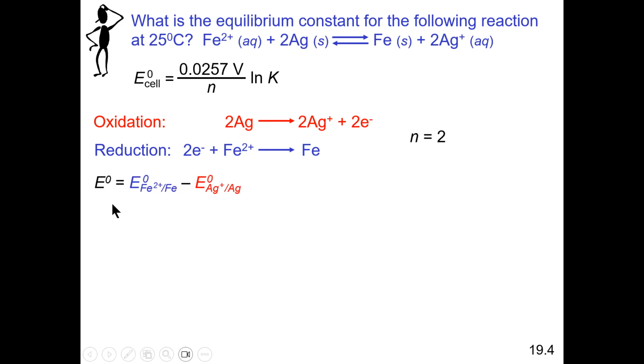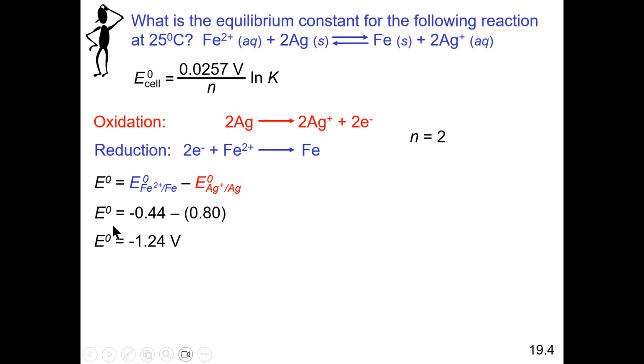So basically, the standard EMF would be the EMF of the reduction half of the cell minus the EMF of the oxidation half of the cell. And we put the numbers in. And of course, after consulting the tables, as I said before, and when we do that, we get the standard EMF being equal to 1.24 volts. So that would go here, all right?